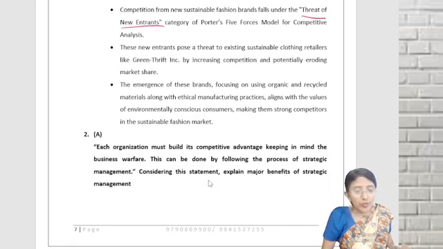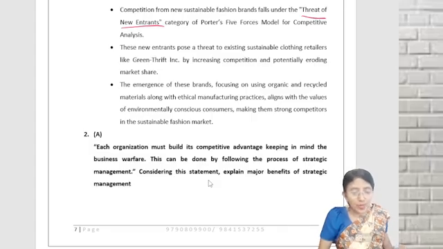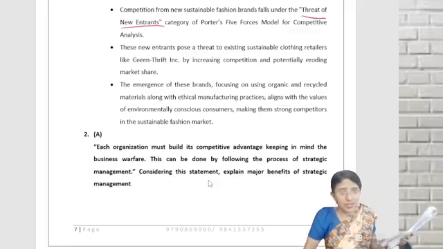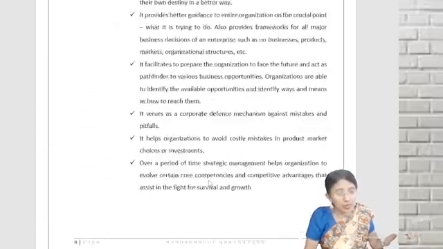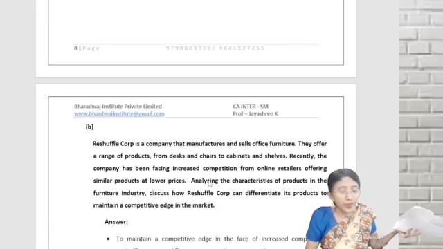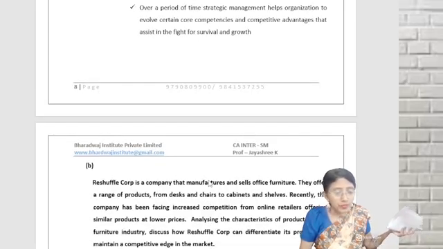Each organization must build its competitive advantage, keeping in mind the business warfare. This can be done by following the process of strategic management. Considering this statement, explain the major benefits of SM. So you are going to write the major benefits of SM. It's a theoretical question, right?